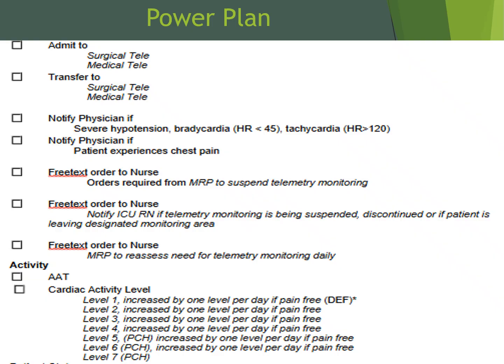The admit to and transfer to orders will be important for data collection and to see how often the service is used, as well as thinking ahead to the future when we're looking at resources that will need to be increased. There will be some pre-selected notify physician if, as well as the free text orders to nurse will be pre-selected as well. As previously mentioned, the activity level will be pre-selected as activity is tolerated, but the physician can order cardiac activity levels if they see fit.